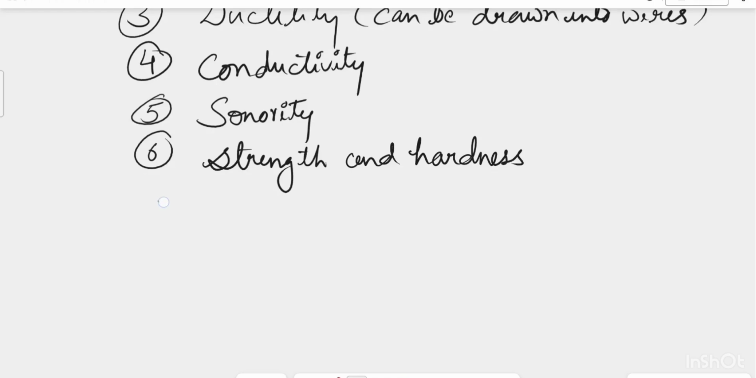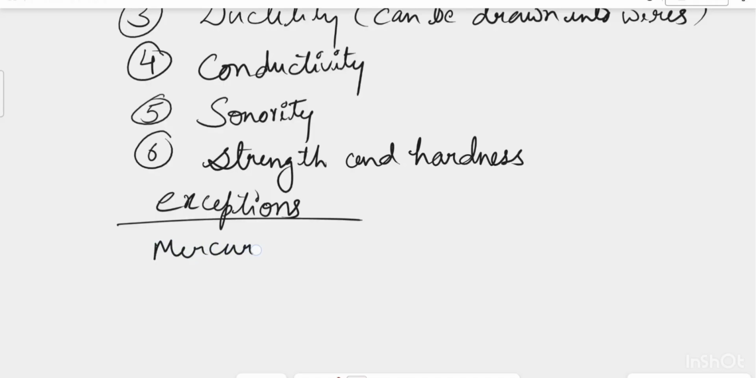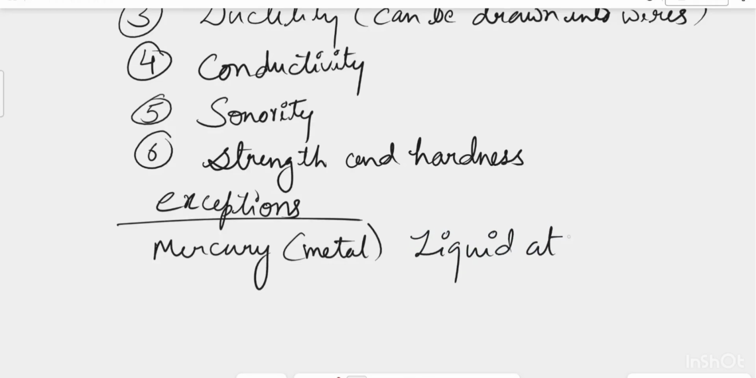There are some exceptions which we should remember, like mercury. Mercury is a metal, but it is liquid at room temperature.